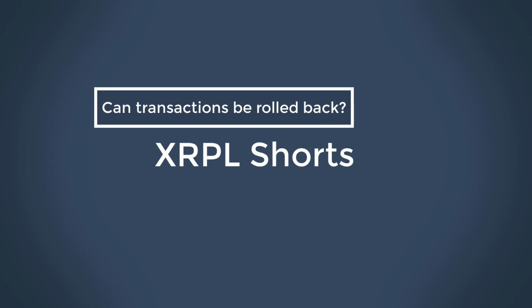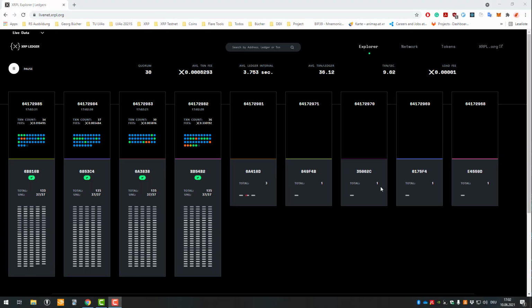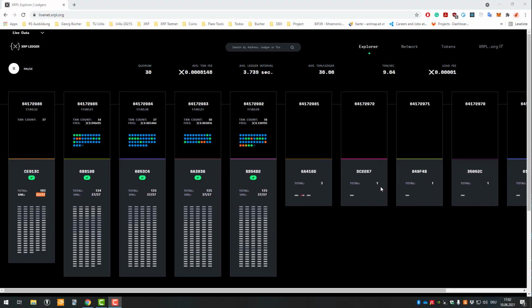Today's question is, can transactions be rolled back? So just take a few seconds to answer that. Do you think that is possible or that it isn't possible? And the answer to that is no. Transactions cannot be rolled back.